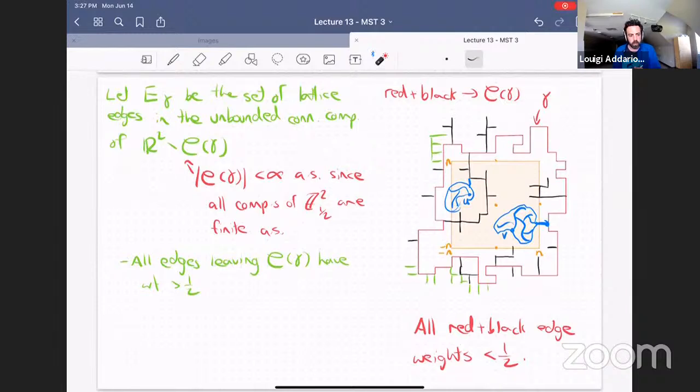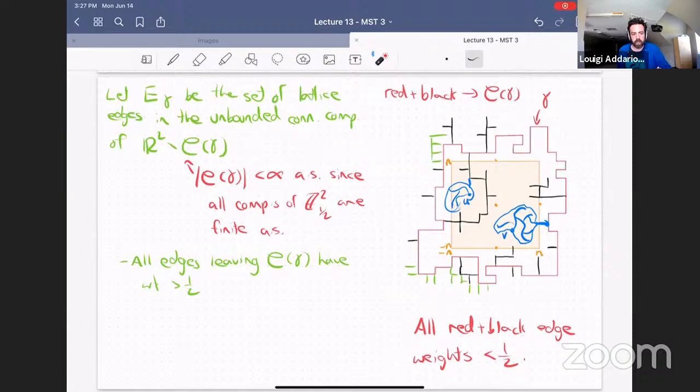There's a question in the chat: shouldn't it be bigger than or equal to a half? The edges that connect to C gamma are not in C gamma, so they must have weight at least a half, because C gamma is a component of the graph with edges of weight less than a half.